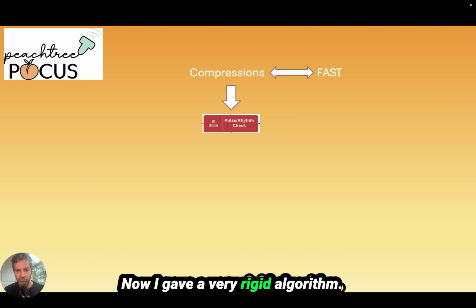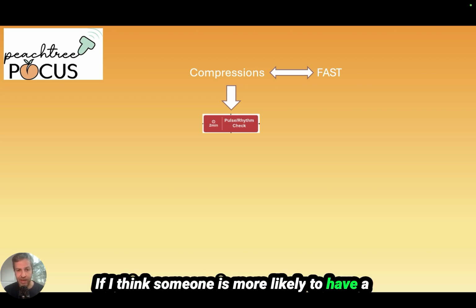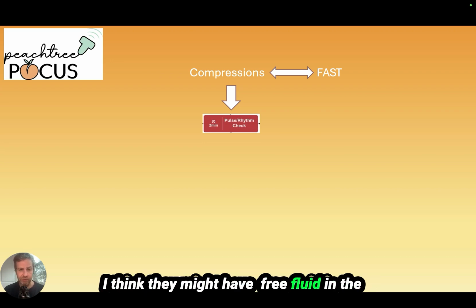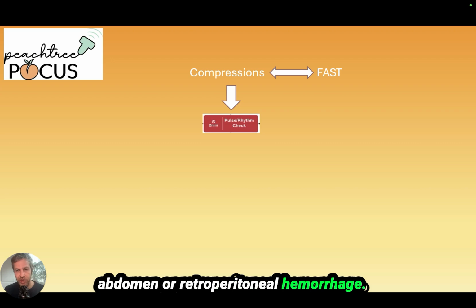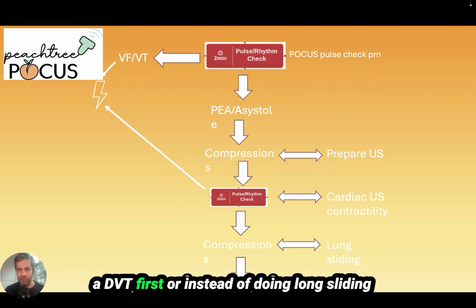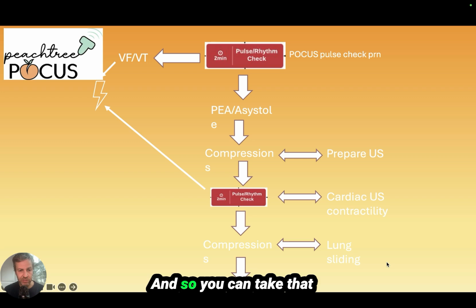Now, I gave a very rigid algorithm. In reality, if I think someone is more likely to have a DVT or their abdomen is distended and I think they might have free fluid in the abdomen or intraperitoneal hemorrhage, I might do that first. Instead of doing a DVT first or lung sliding first, I might look at the FAST exam first. And so you can take that clinical context into play.